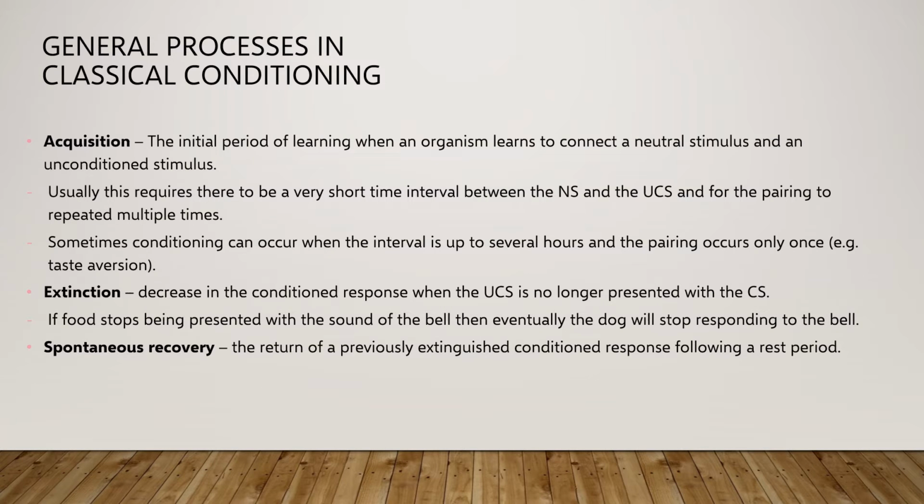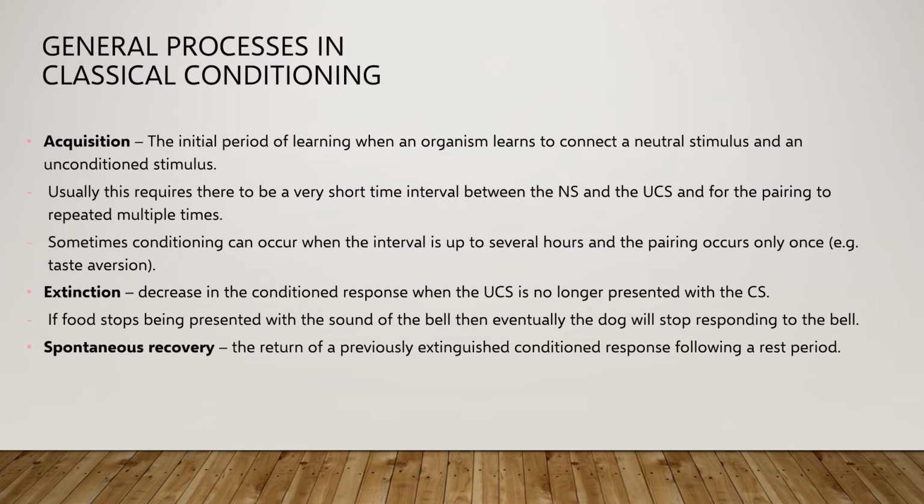So there's the general process in classical conditioning that you read about and learned about in the video review of these concepts. So here we have acquisition, and this is the initial period of learning where an organism learns to connect a neutral stimulus and an unconditioned stimulus. So what we're doing here is basically reviewing what has happened when we think about acquisition. So this usually requires that there's a very short time interval between the neutral stimulus and the unconditioned stimulus, and for the pairing to happen repeatedly multiple times.